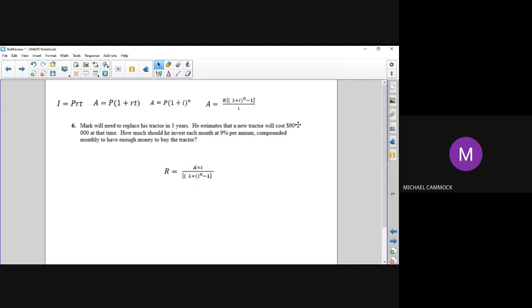The A is going to be the $90,000, right? That's the amount in the future. So the amount in the future is your A. If you have the amount in the future, you're going to use equation 5 every time, because that's going to allow you to work out what the regular monthly payment is. Hopefully that makes some sense. Right. Okay. All right. So let me move on.